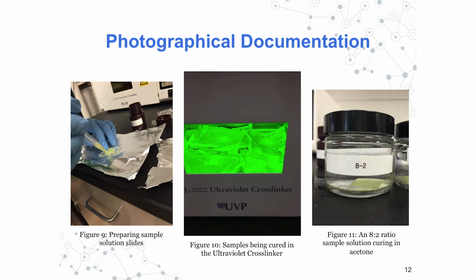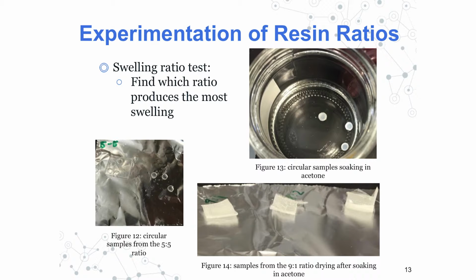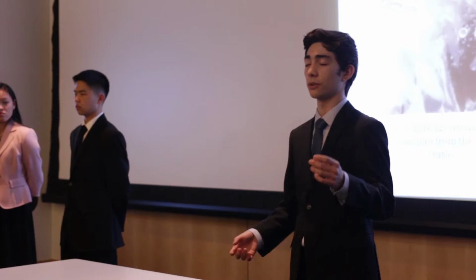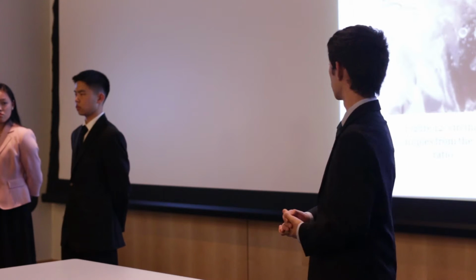And here there are a couple pictures of us preparing some slides for the swelling ratio test, which is what we did to find which ratio produces the most amount of swelling. We produced 11 samples of 1 millimeter thick resin, and these 11 samples all had different ratios of PEG-DA to PEG. These ratios range from 10 to 0 to 0 to 10 correspondingly, increasing in integers. Once dry and completely cured, we took small discs out of each of these resin samples. We measured the diameters of these discs and then soaked all of them in acetone for a set amount of time.